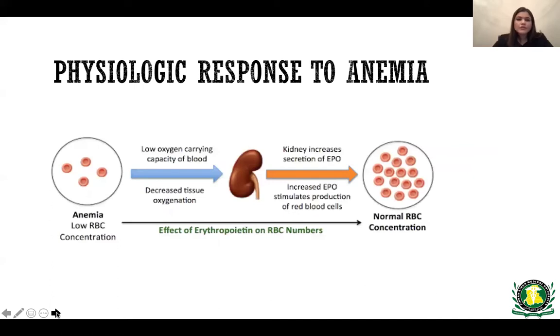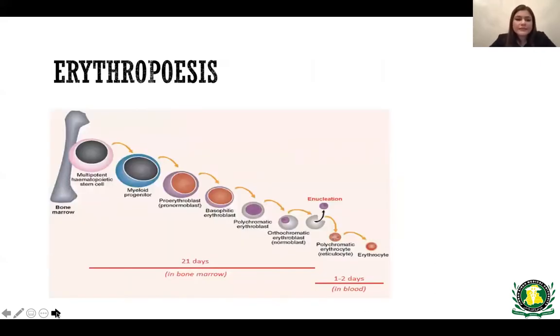So looking at the physiologic response to anemia, low red blood cell concentration in the blood is what we call anemia. And when the red blood cell count is low, directly it's a feedback mechanism that tells the kidneys that, hey, there is low oxygen carrying capacity of blood, start making more RBC. And that's when the kidney increases secretion of erythropoietin. And erythropoietin goes to the bone marrow and signals the bone marrow to increase the RBC production. So that is basically the effect of erythropoietin on the RBC numbers, which involves activating your bone marrow to produce erythrocytes. So let's have a look at this diagram.